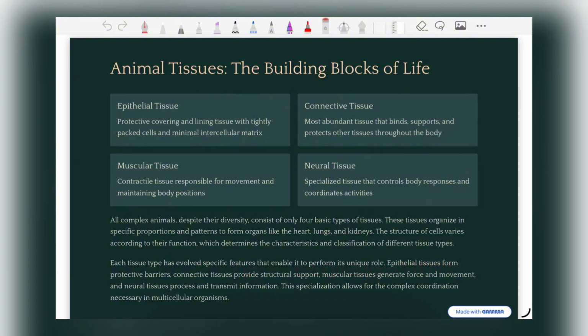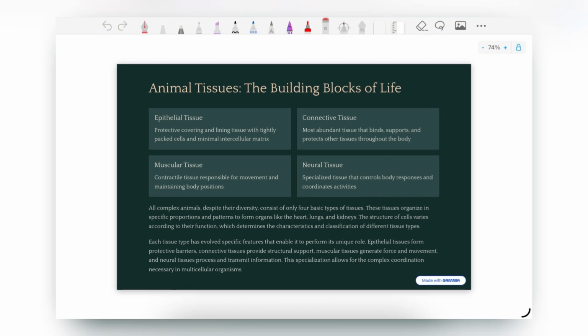Epithelial tissues form protective barriers. Connective tissues provide structural support. Muscular tissues generate force and movement. And neural tissues process and transmit information. This specialization allows for the complex coordination necessary in multicellular organisms.